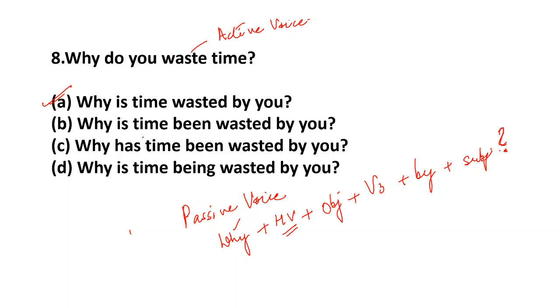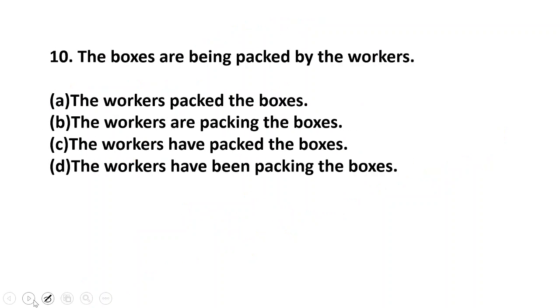Why is there? Here you see, "is" is the helping verb, and time is the object. This is V3, this "by" is there, and this is the subject. Very simple. If the sentence starts with why, then in the passive voice also the sentence will start with why, or when, where. So you have come to know another rule, and you can use it very easily.